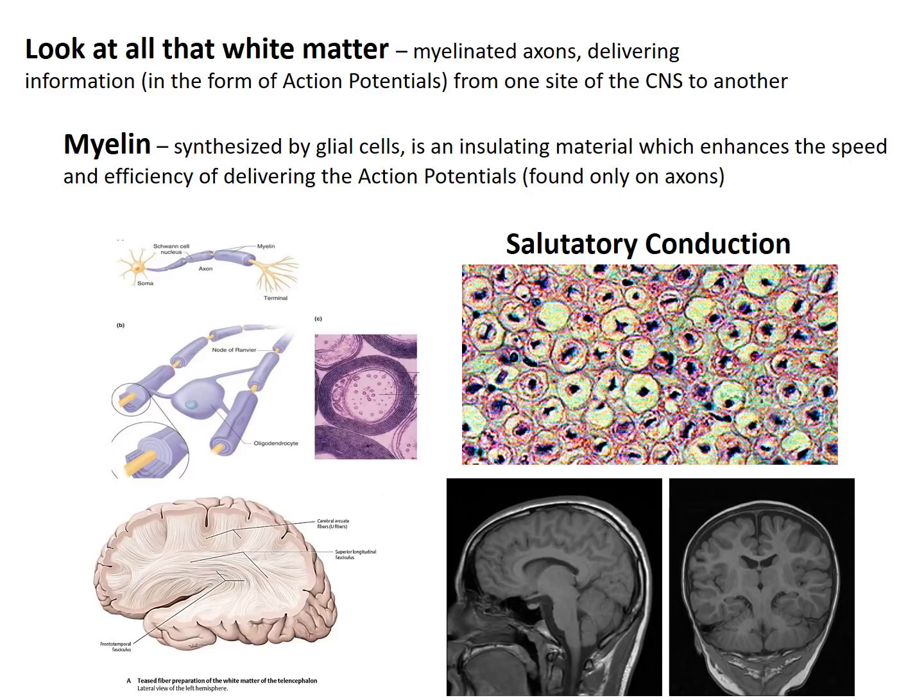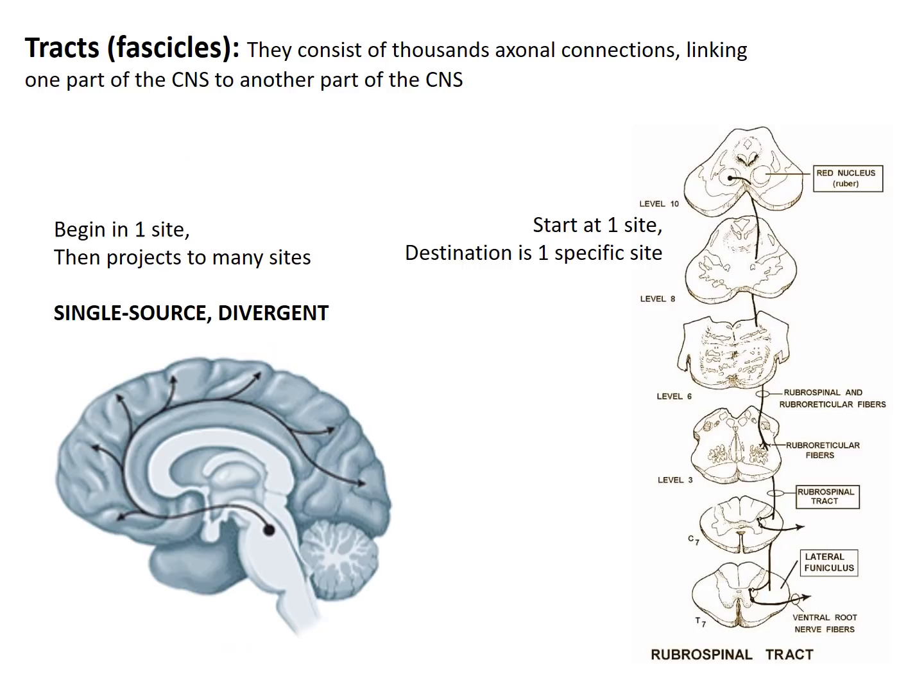Not all axons have myelin. We do have some unmyelinated axons, and that information travels a bit slower. We'll make a couple of points about that.